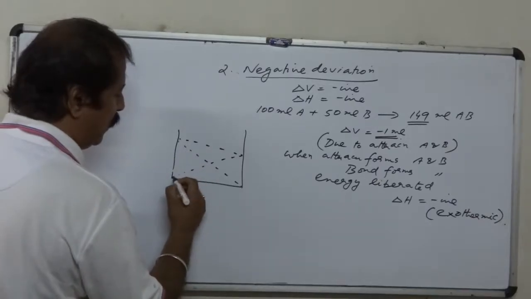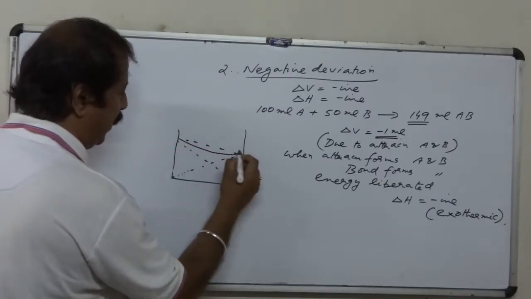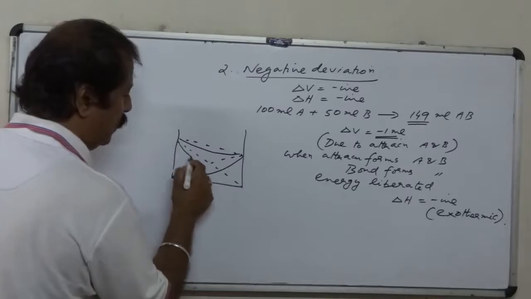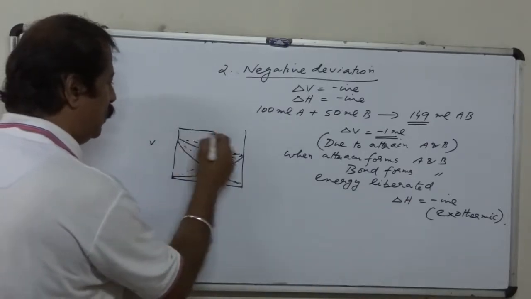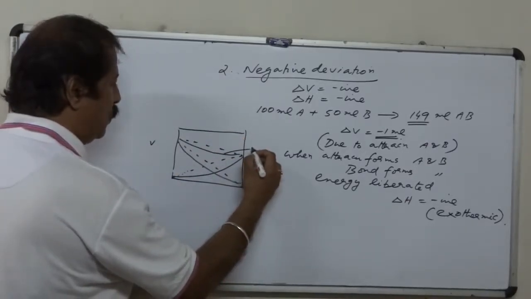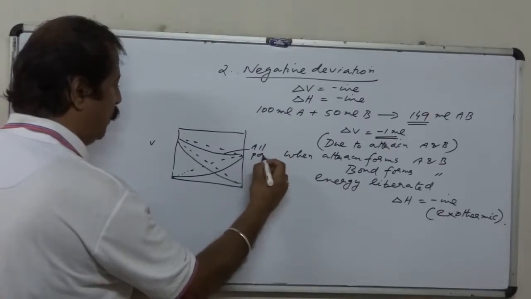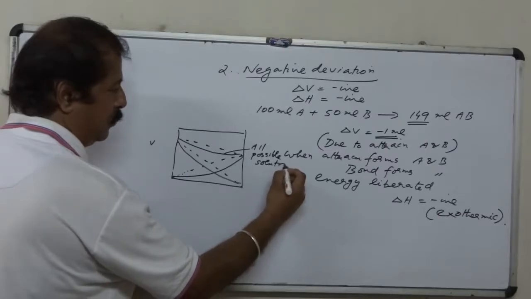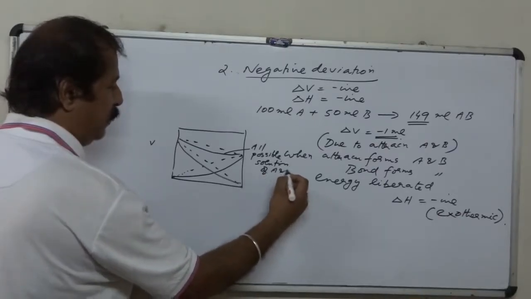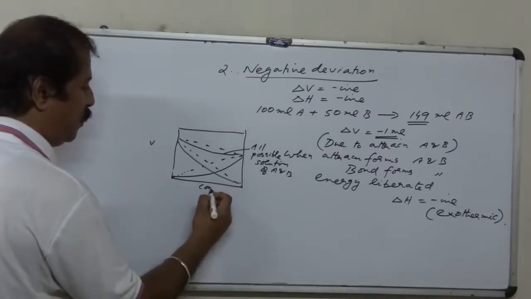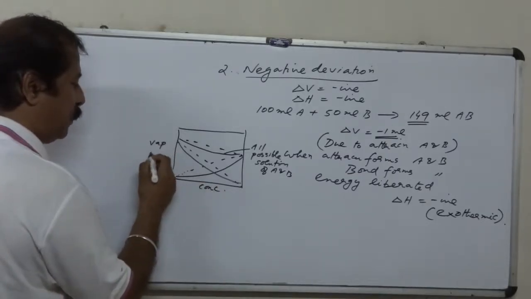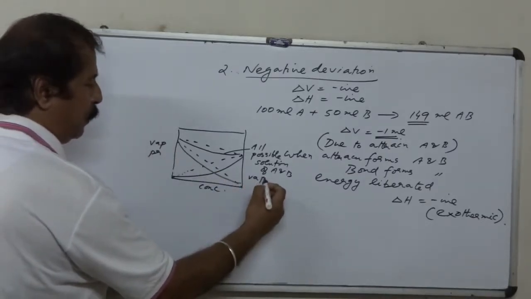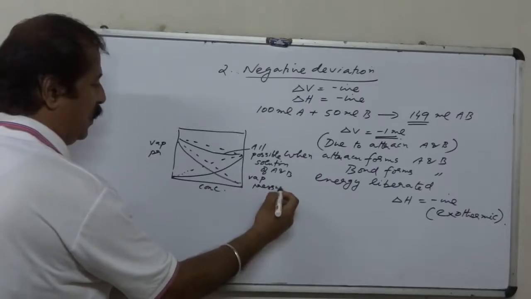So here the curve comes below that of ideal. So this is a solution which shows negative deviation. This is all possible solutions of A and B. Here you have concentration, here you have vapor pressure, here also you have vapor pressure. So this is a negative deviation.